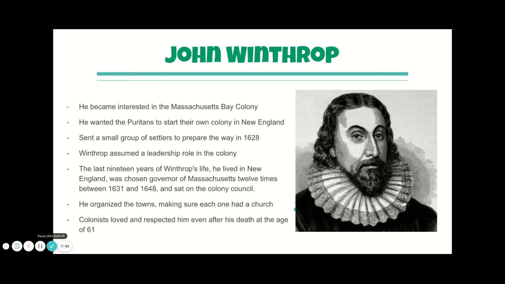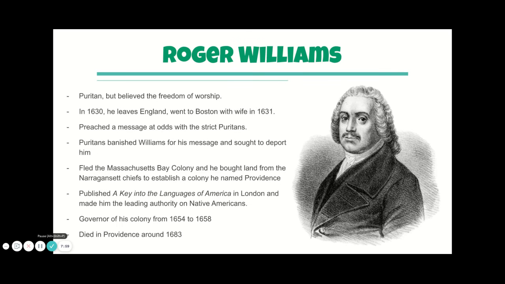For the last 19 years of his life, he lived in New England and was chosen governor of Massachusetts 12 times and sat on the colony council. He organized towns, and his big thing was that he wanted to make sure every single one had a church. The colonists loved and respected him even after his death at the age of 61.